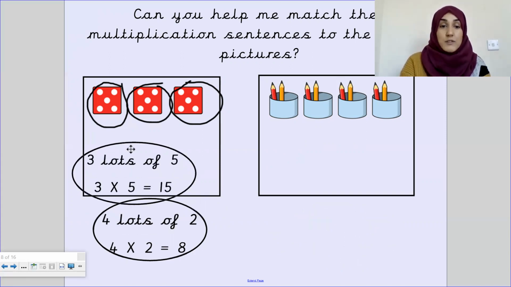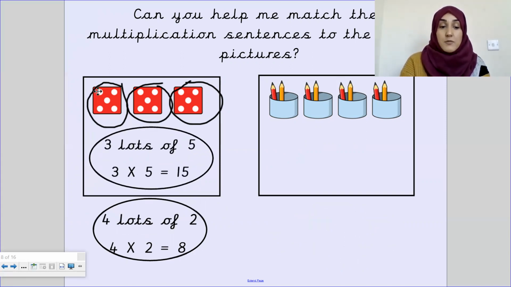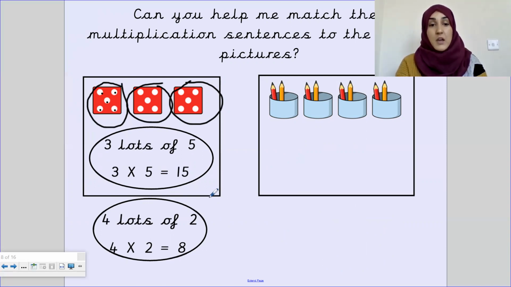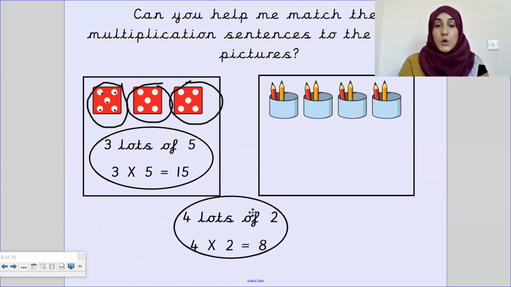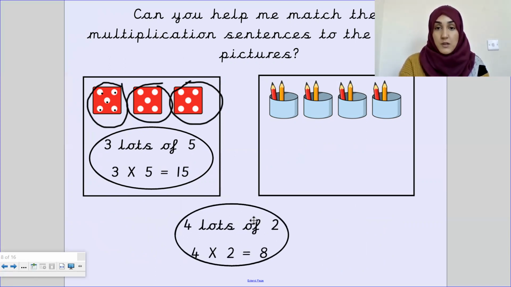Well done. It is 3 lots of 5, because I remember I'm counting the dots on the dice. 1, 2, 3, 4, 5. Well done. Okay. Right, next, there are 4 lots of 2.